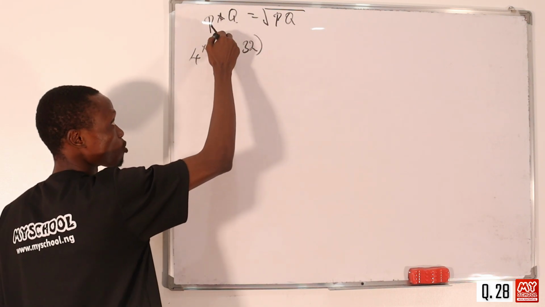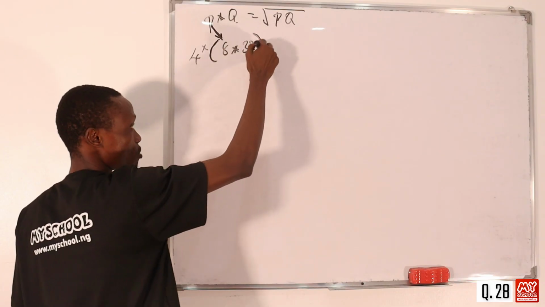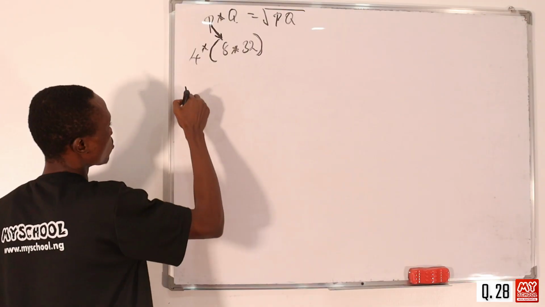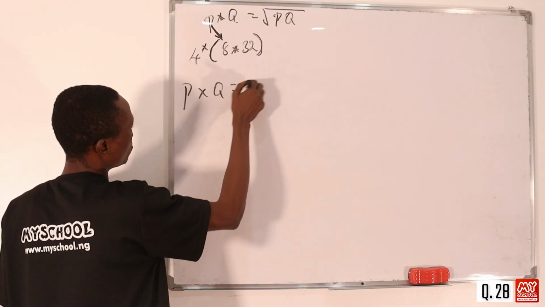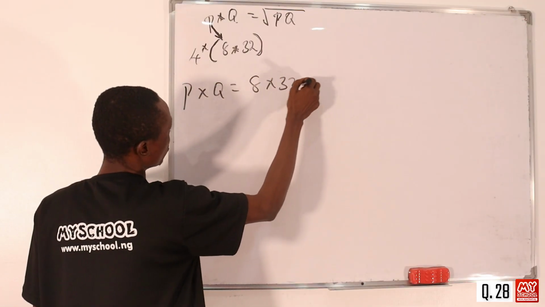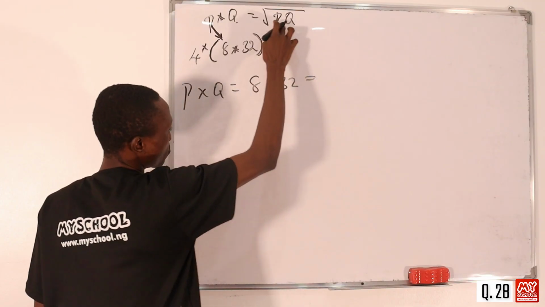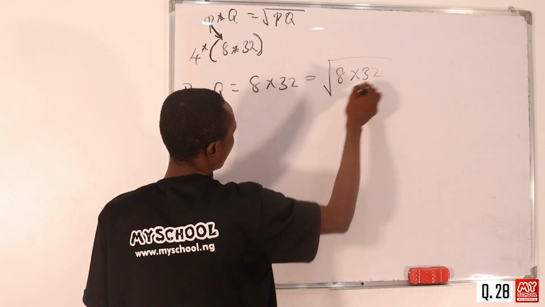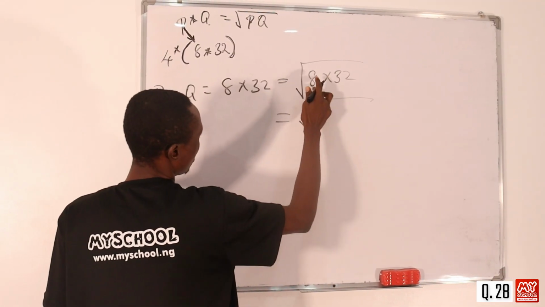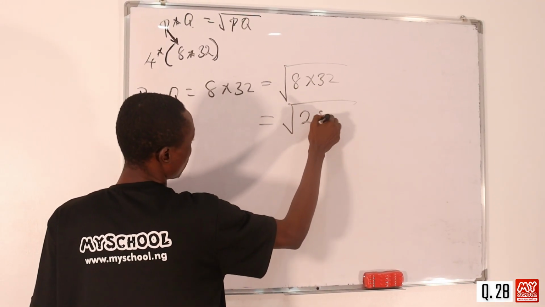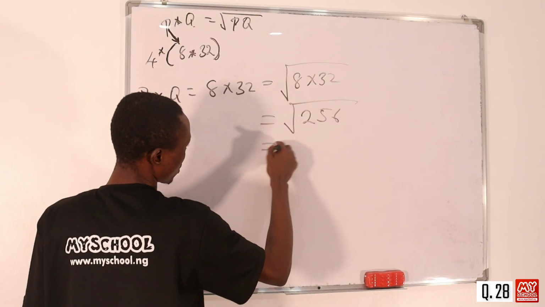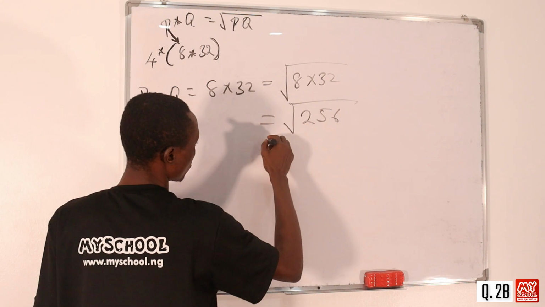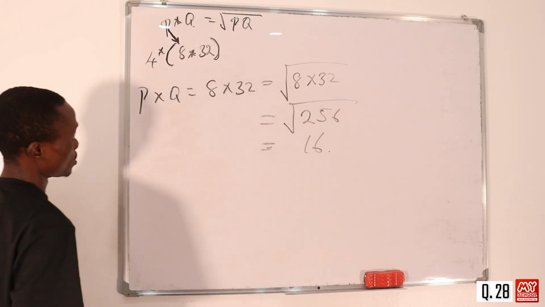Simply because we first of all deal with what is in the bracket before we deal with anything that is outside the bracket. So p star q, that will be 8 star 32. So we just substitute it and put it here. So here we're having root of 8 times 32, and this will be equals to root 256, and the square root of 256 is equals to 16.